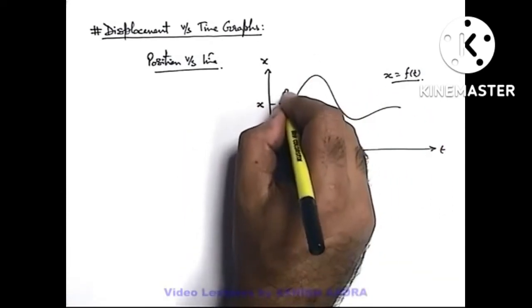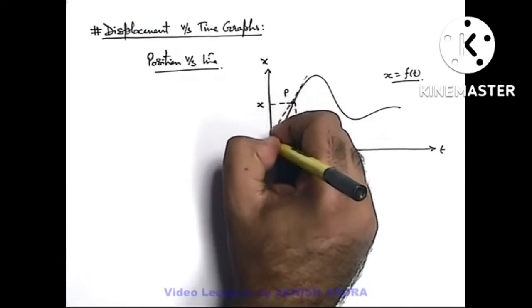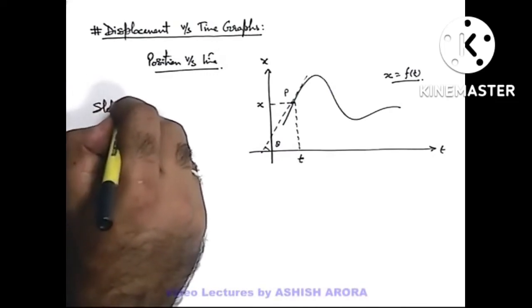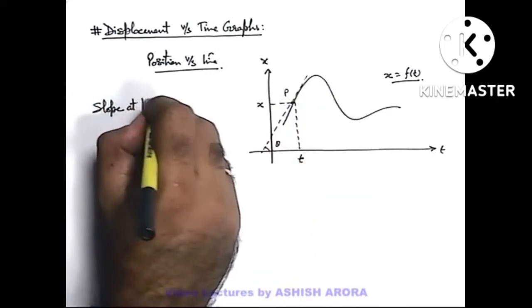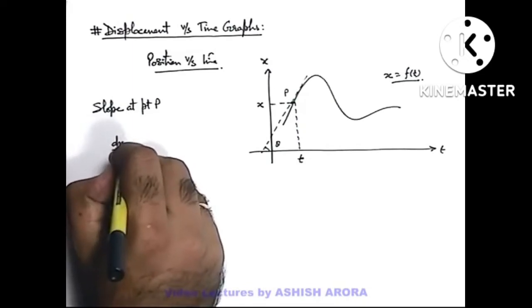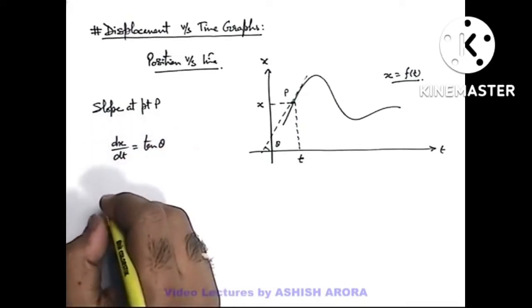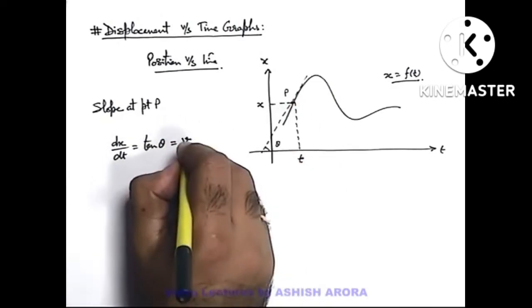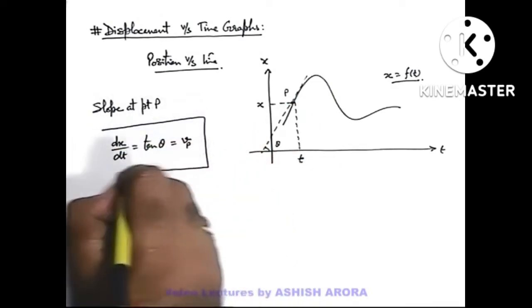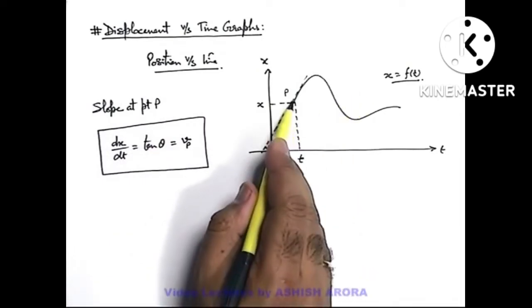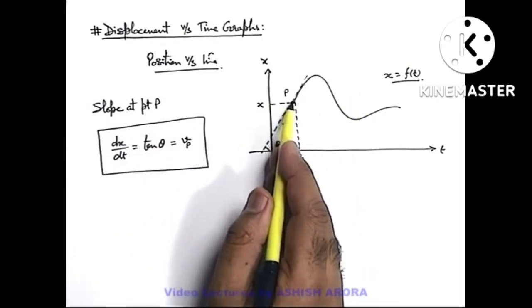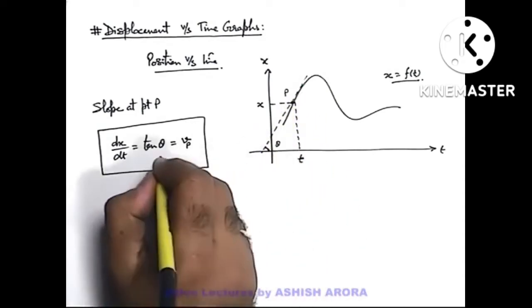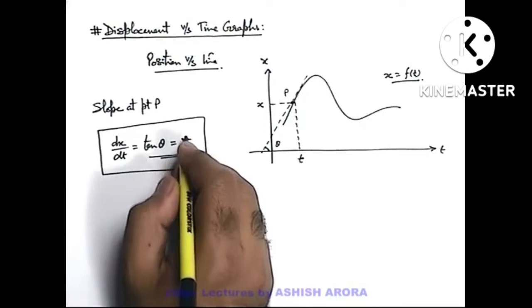So if this point is p, we draw a tangent to this curve at this point p and say it makes an angle theta with the time axis. So we can simply state the slope of the curve at point p can be written as dx by dt, which is equal to tan theta. And we all know that dx by dt can be directly written as the instantaneous velocity of the particle at this position p. So by a displacement time graph, at any point if we want to evaluate the instantaneous velocity of the particle, we just need to find out the slope of the curve at that point, and the slope will directly give us the instantaneous velocity of the particle at that point.